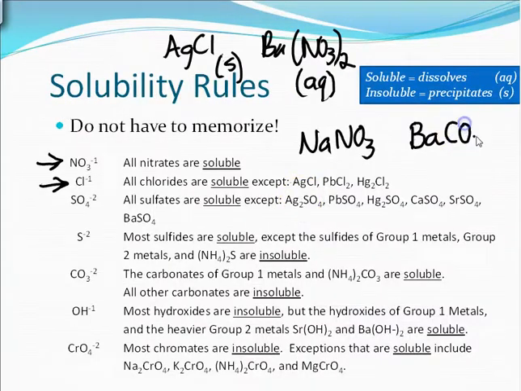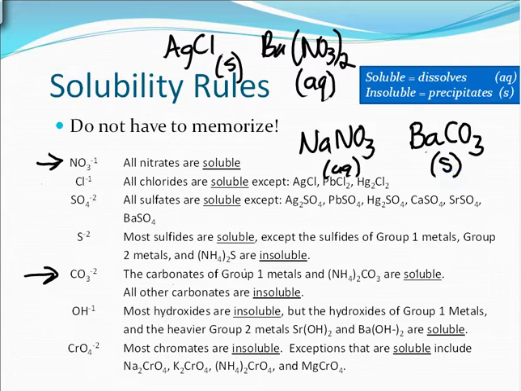And we said BaCO3. Okay, so looking at the nitrates, it looks like nitrates are all soluble, so this will be aq. And the carbonate salts are soluble if they're with a group 1 metal, that means from column 1 on the periodic table, or with ammonium. And all others are insoluble. So barium is in column 2, group 2, so it will be insoluble, so it will be our solid.